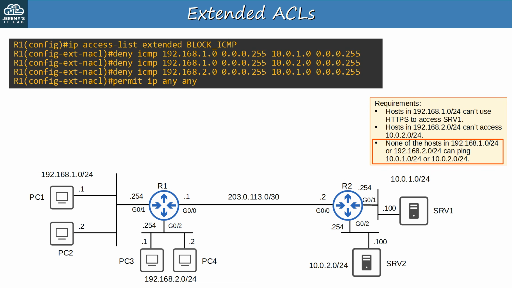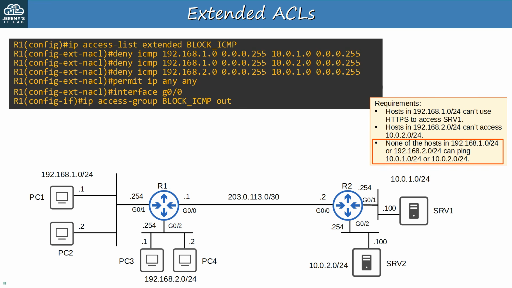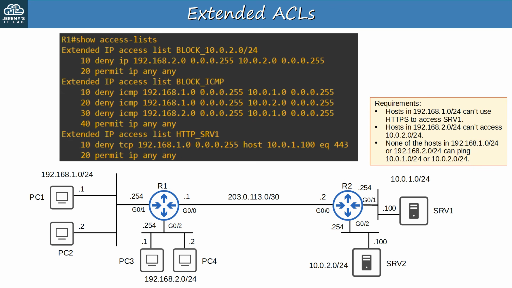Which interface should this ACL be applied to, and in which direction? We should prevent hosts in both 192.168.1.0/24 and 2.0/24 from reaching the server's networks. So I think the best option is here, outbound on G0/0. This way, the ACL applies to both 192.168.1.0/24 and 2.0/24. So here are the 3 ACLs I just configured.